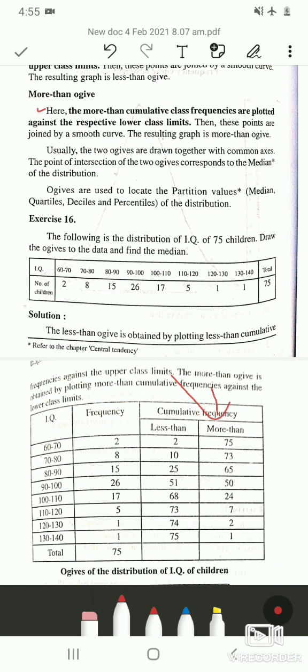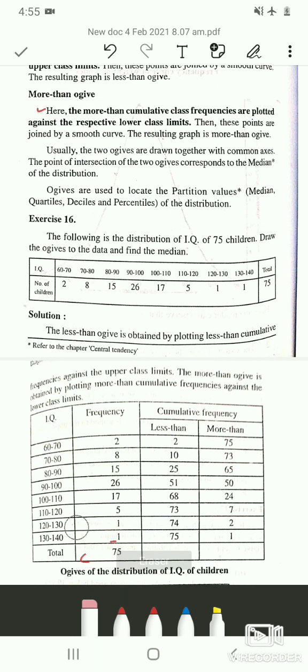For this, what you have to do is keep the last value as it is, which is 1, and go on adding the previous values. So 1 plus 1 is 2, 2 plus 5 is 7, 7 plus 17 is 24, 24 plus 26 is 50, 50 plus 15 is 65, 65 plus 8 is 73, and 73 plus 2 is 75. You can see this value should be the same as the total, that is 75.